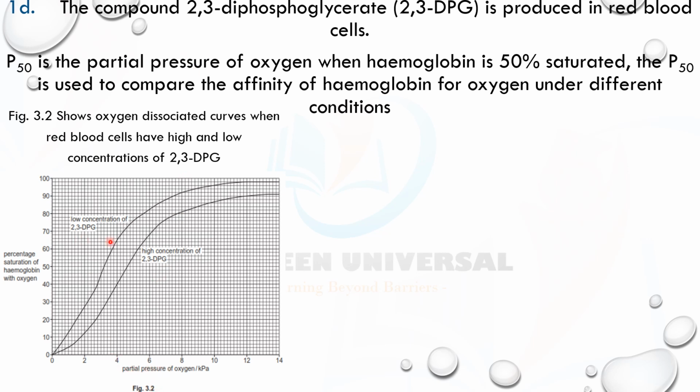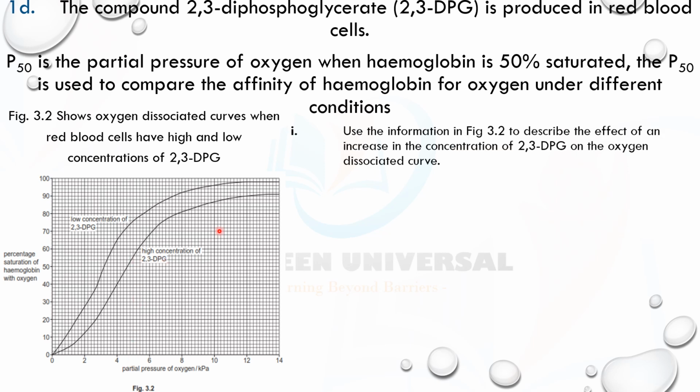According to this graph, when is hemoglobin 50% saturated? This is P50. If you get here and go down, that's about 3.2. Each box is about 0.2. The P50 for the other graph is about 4.6 or thereabouts. All right, let's go on to the question. Fig 3.2 shows oxygen saturation curves when red blood cells have high and low concentration of 2,3-DPG.